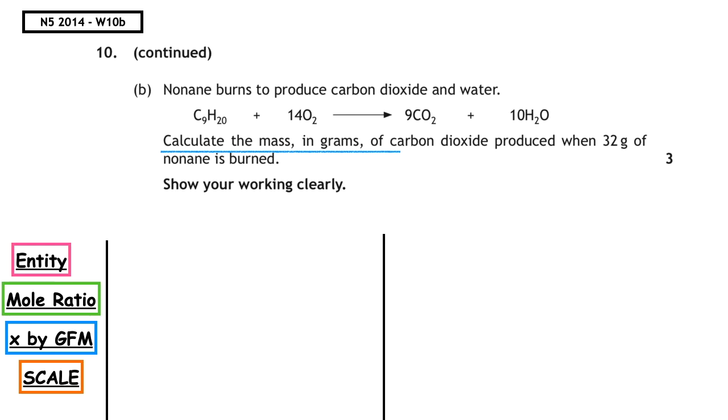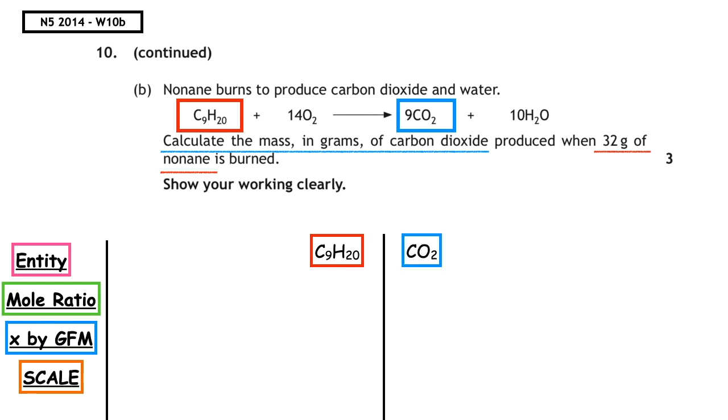The question wants us to calculate the mass in grams of carbon dioxide. So we put a box around the formula in the balanced equation. Produced when 32 grams of nonane is burned, which is the C9H20. We write down our entities, C9H20, we put a box around it, and we've got our CO2, which we put a box around it too.